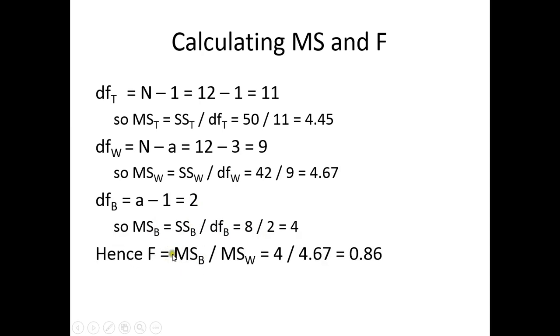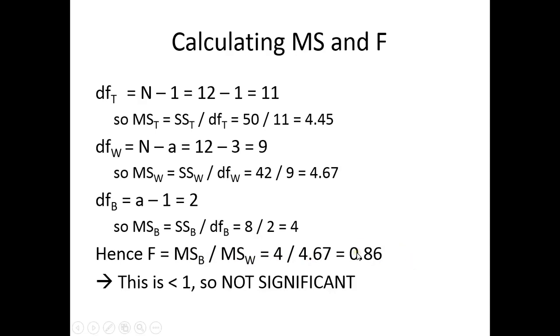F, we know, equals mean sum of squares between groups over the mean sum of squares within groups. This is a measure of background variation, and this is a measure of background variation and treatment effect. So you want this to be much greater than that, so you get an F that's substantially higher than 1. In our case, the mean sum of squares between groups is smaller than the mean sum of squares within groups, so we end up with an F ratio that's lower than 1, so P would not be significant.